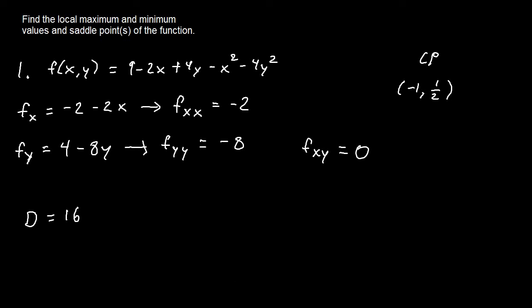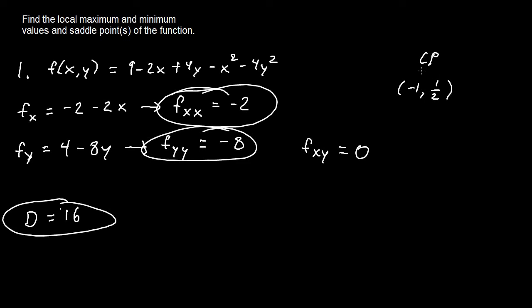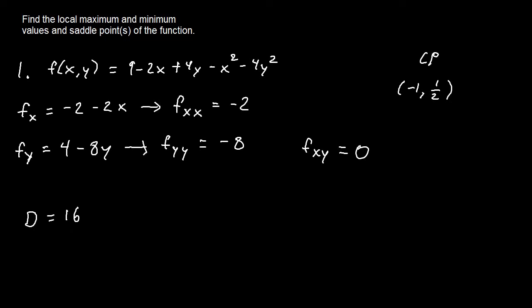Now usually we need to evaluate f sub xx, f sub yy, and d at the value of the critical point. But since there are no variables, we don't need to do that. So now the best thing to do is to create a chart. So we need about 4 columns here.